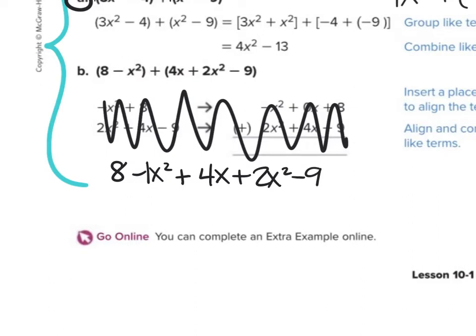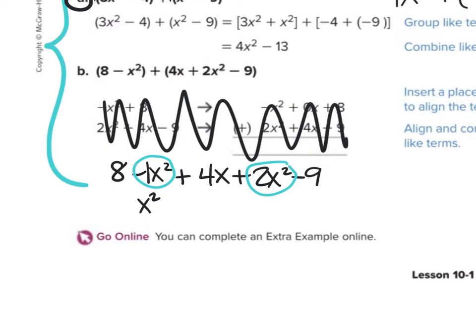All right, then pick out your, so we said the -1x squared. What goes with that? Oh, the 2x squared. Okay, so let's go ahead and combine those. That's -1 plus 2. So what would that be? 1. Yeah. So 1x squared, and you could just write x squared if you want.